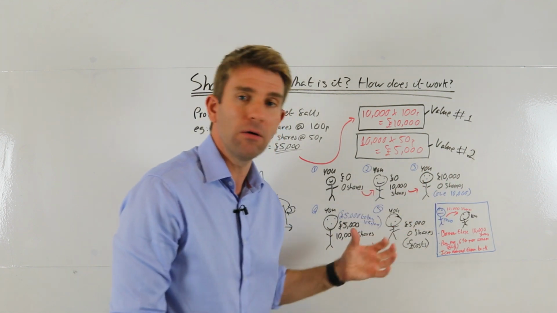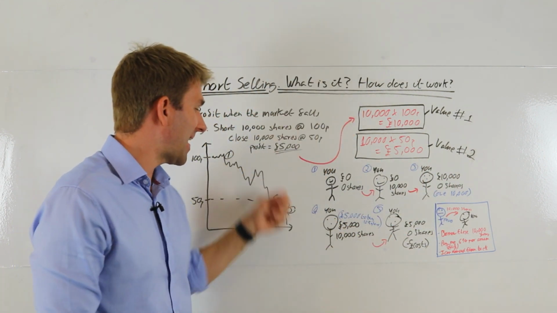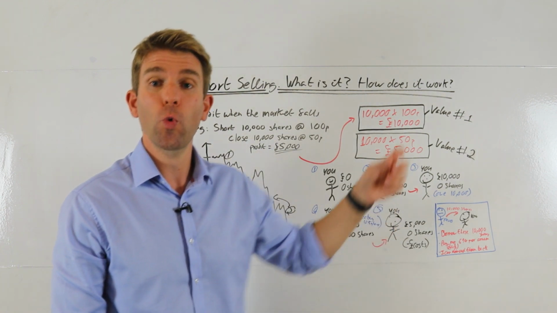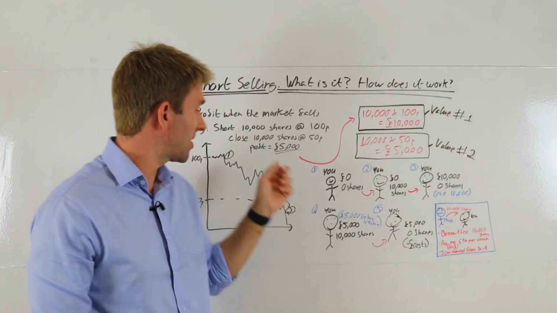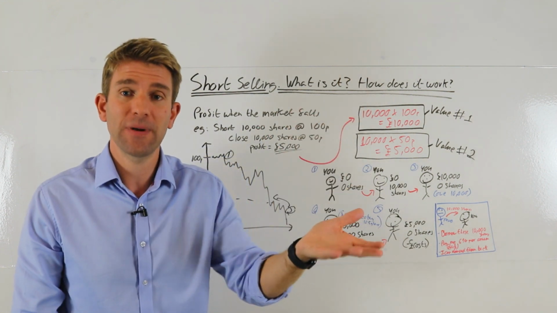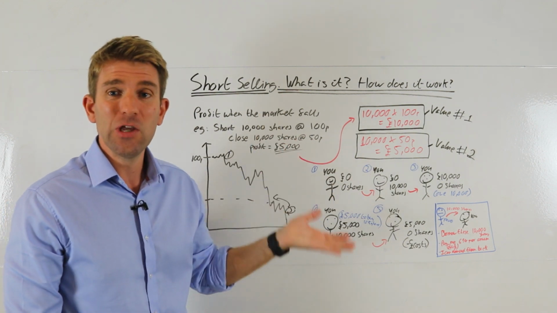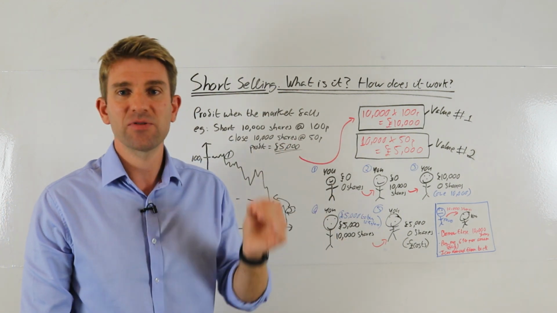Now, if you were wrong, and let's say the market had doubled, then of course you've got to buy that asset back. It's going to cost you £20,000 to buy the asset, because if it's gone to £2 and you could buy 10,000 shares, it's cost you £20,000. So it's going to cost you £10,000 of your own money to buy that back. You're going to have lost £10,000.